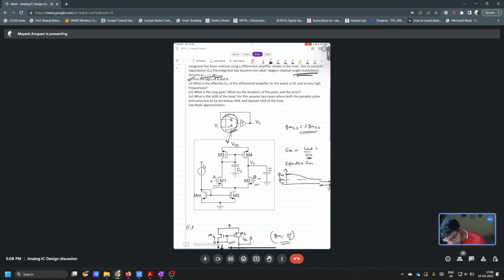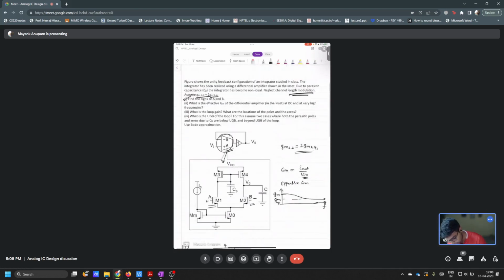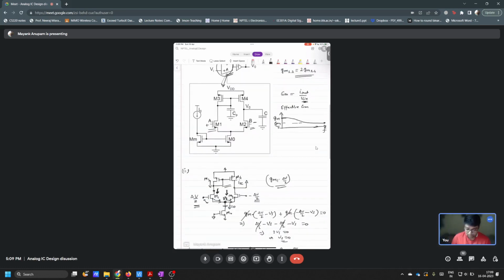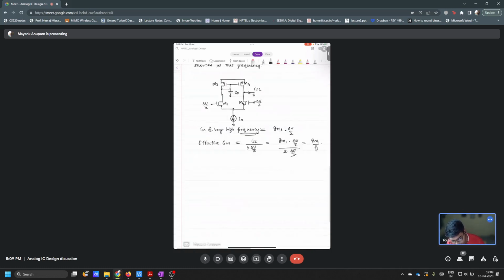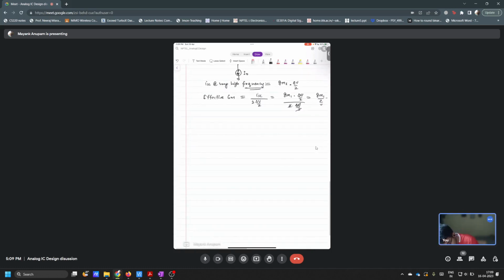So this is fine, correct? This is fine. So what is the loop gain? What are the locations of poles and zeros in this case? Tell me. Oh, by the way, okay, yeah. So fine. Now tell me what is the loop gain. So let's do that here.